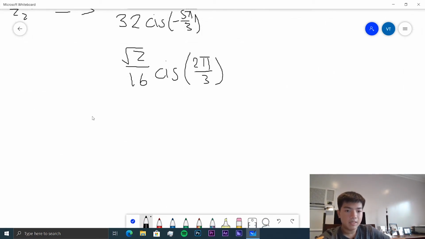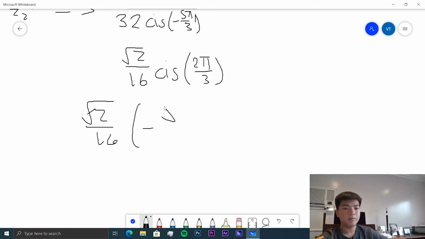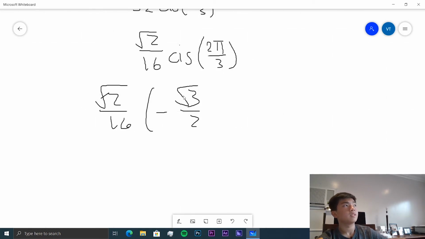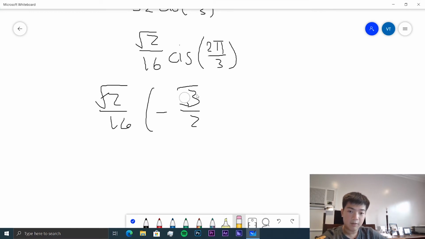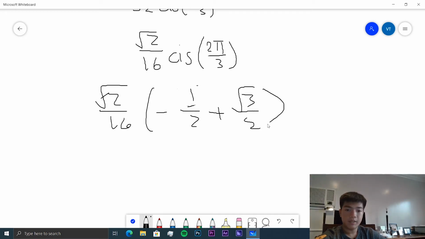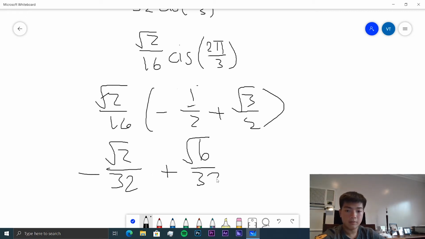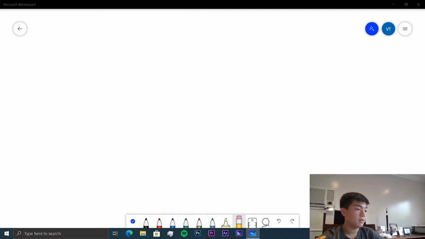So this is square root 2 over 16 times cosine 2 pi over 3, which is equal to negative root 3 over 2. Cosine 2 pi, no, this is just negative 1/2. Sorry, this is just negative 1/2 plus root 3 over 2. So this is equal to negative square root 2 over 32 plus square root 6 over 32 i. So yeah, that was cool, and then we can move on to the next one.